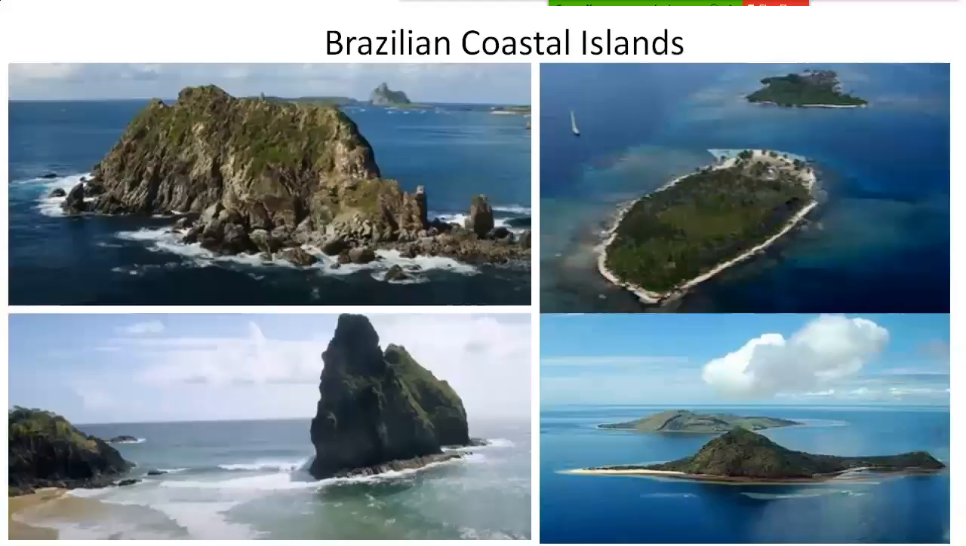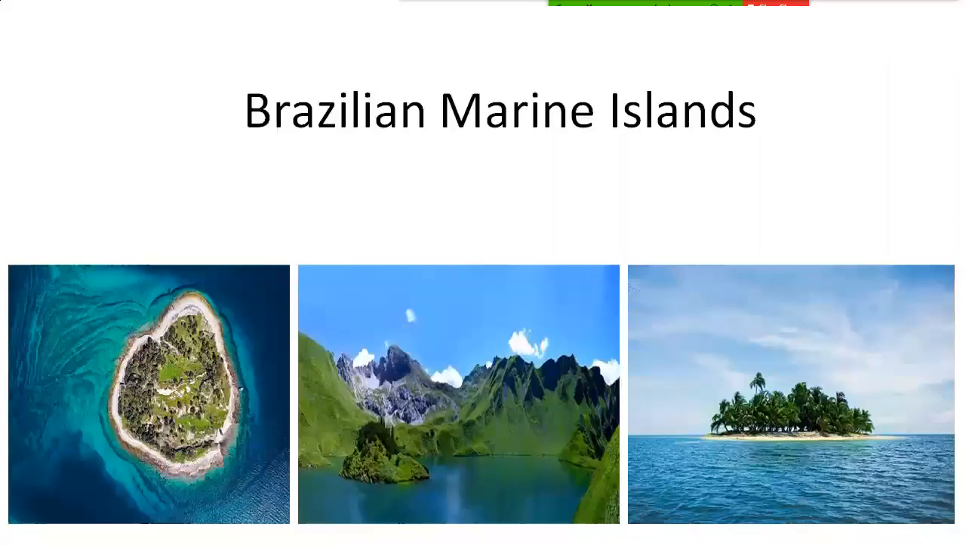The last physical feature that we come to are the Brazilian islands. They are a part of the Brazilian mainland. They are classified into two types: the coastal islands, like the Marajo Island, and the marine islands, which are about 300 kilometers away from the mainland and lie in the Atlantic Ocean. These marine islands are mostly atolls. These are rocky islands.